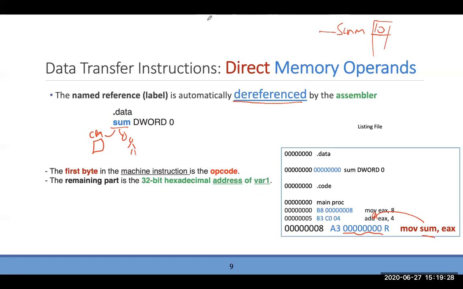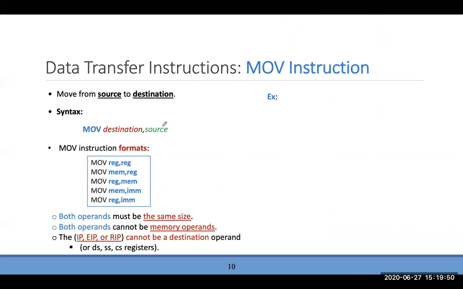But the computer sees this as a 32-bit address. So it's going to be dereferenced from here to there. So when we talk to the CPU, we keep it this way. When the CPU talks to the human, we have to refer it back to what? To the sum. So that is what I mean by dereferencing in this slide. Okay, so that's very important. You need to understand that.